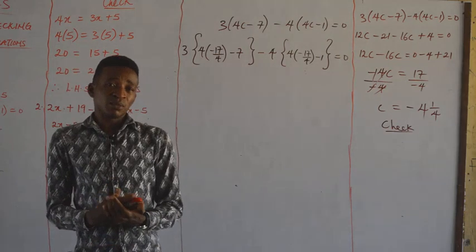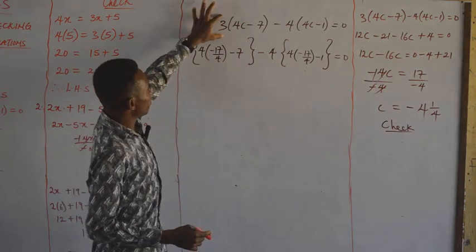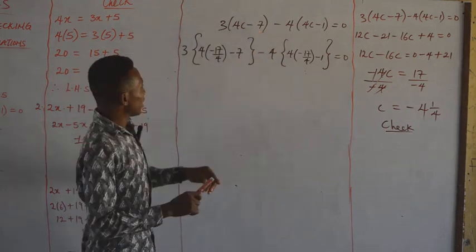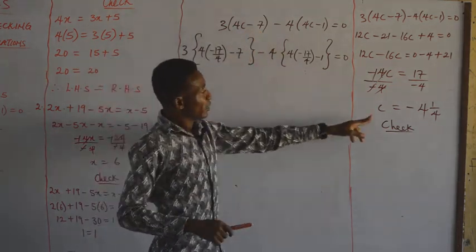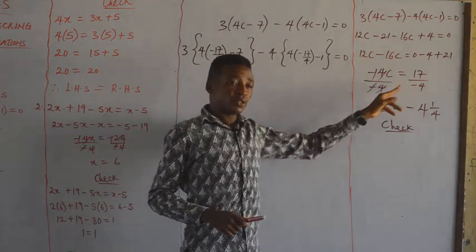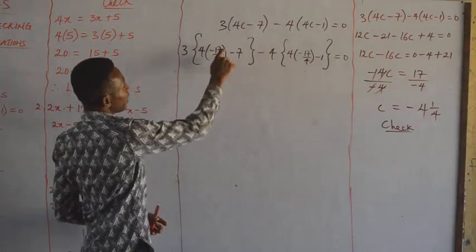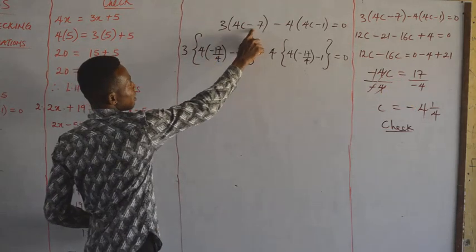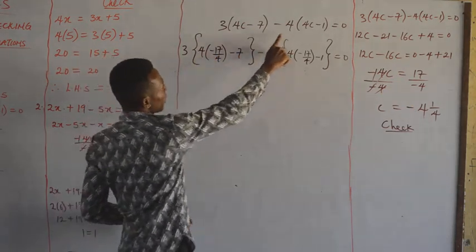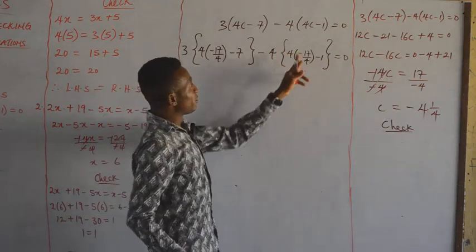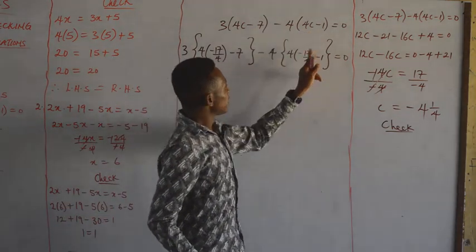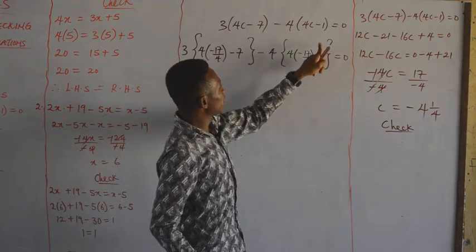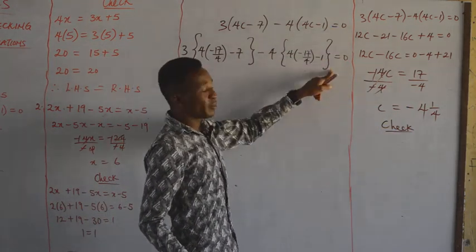And I say step by step, take the first one. The first one we have here is 3 into brackets 4C minus 7. So what I did here was I replaced this C by minus 17 over 4. So that means wherever I see C here, that means 4 into brackets minus 17 over 4. This minus 7, this is it here. Then minus 4, this is minus 4. Then 4, this is my 4. C here is minus 17 over 4 that we got initially. Then minus 1, this is minus 1. Then I close the big bracket there.